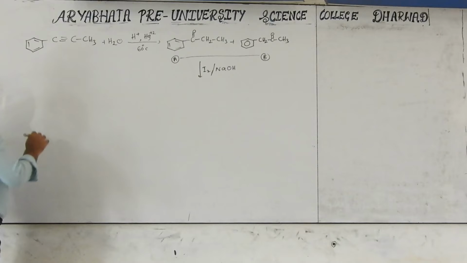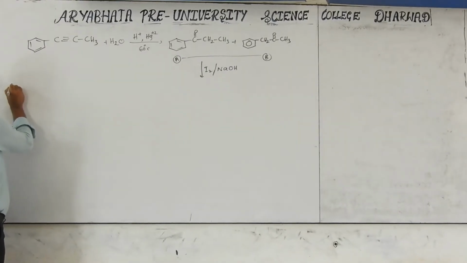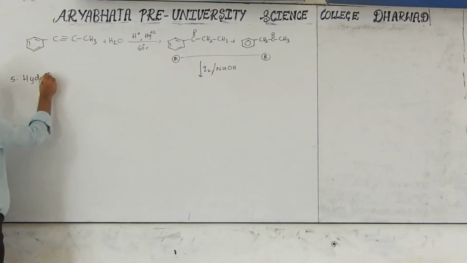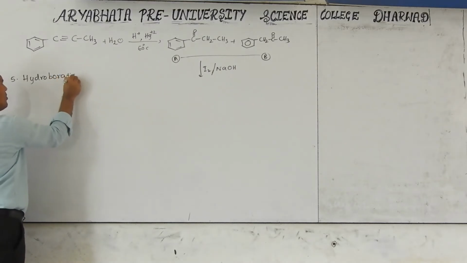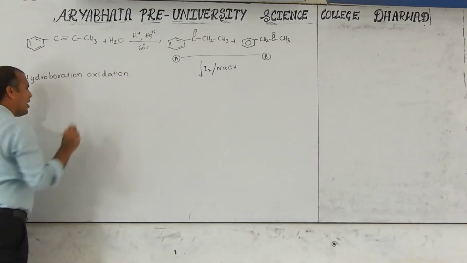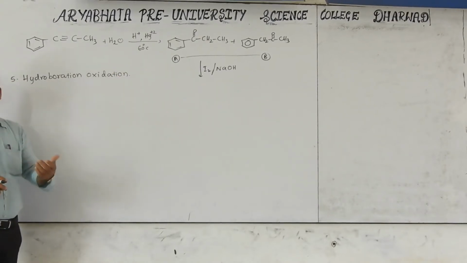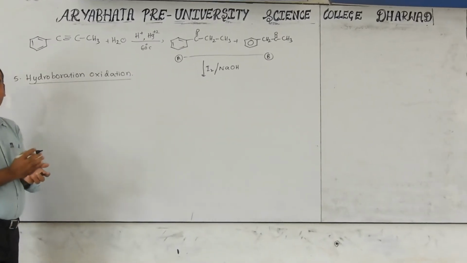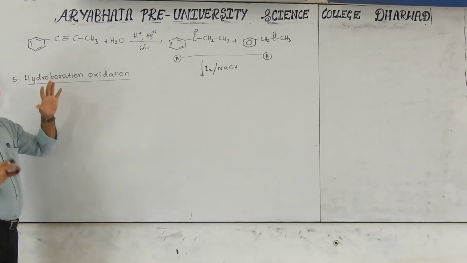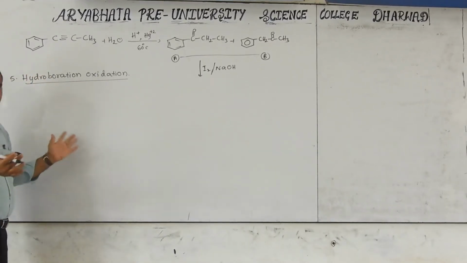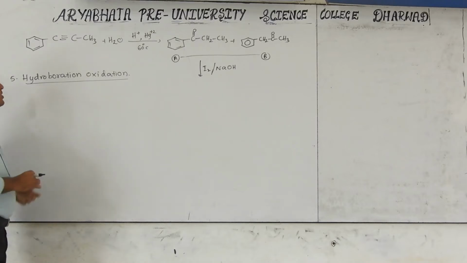The next part is hydroboration oxidation. This is, I think, the fifth one. This reaction you already studied in the alcohol chapter, in the preparation of alcohol. Some headings may not appear in your textbook. If they are not appearing, you should consider this as somewhat extended to CET, NEET, JEE level. If appearing, then follow it for your PUC.